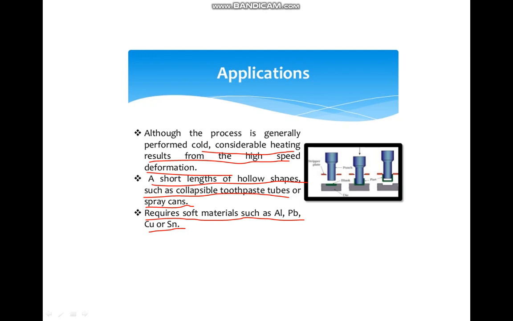This is the block diagram. This is the ram and this is the die. On the die you are placing the block or blank or work material, and impact is given to this punch, and because of this plastic deformation takes place and it will acquire the shape of the ram or punch. So this is all about the impact extrusion.